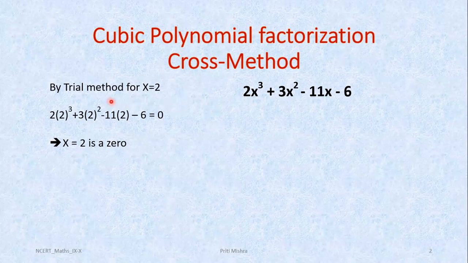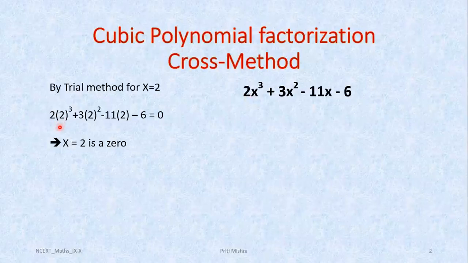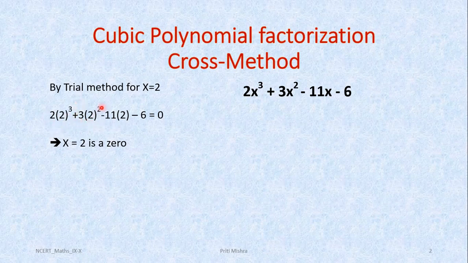So here I am explaining that for x equals 2, the value of this equation becomes 0. After replacing x everywhere in the given polynomial by 2, you can see 2 into 2 cube plus 3 into 2 square minus 11 into 2 minus 6 is equal to 0. So we can say x equals 2 is a zero of this polynomial. So we got one zero now.